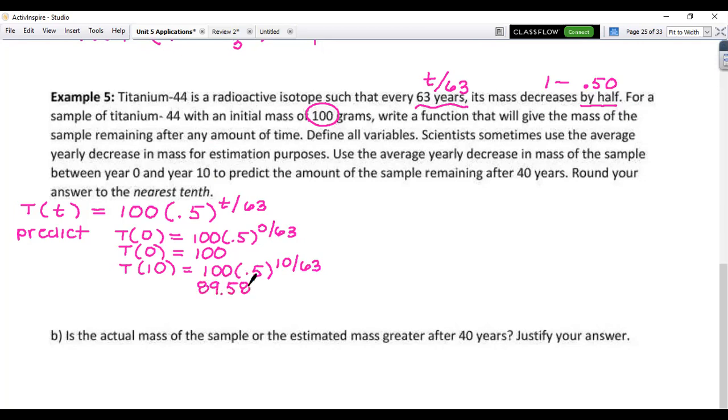89.5813. Thank you. And then what you're going to do is it says to find the rate of change. Rate of change is just like slope. Change in y over change in x. I'm going to do rate of change. That's my abbreviation for you. So I'm going to go 89.5813 minus 100 divided by 10 minus 0. And what do we get from this one?